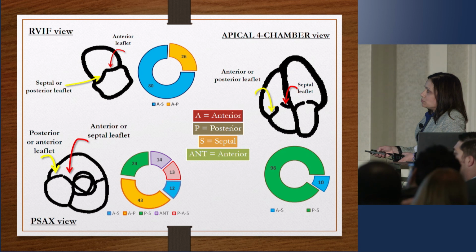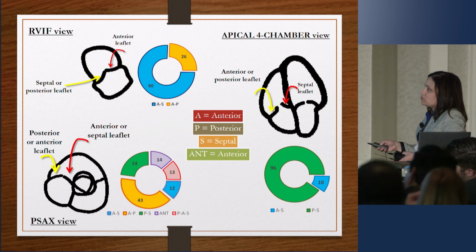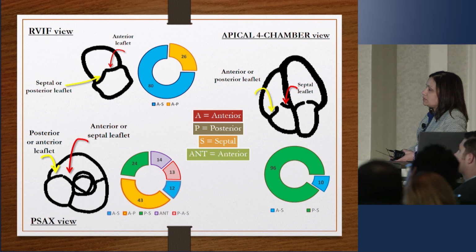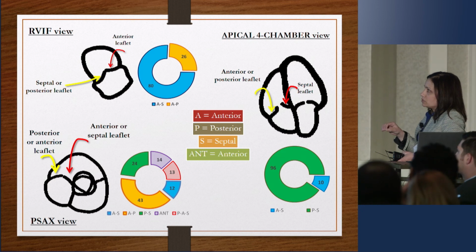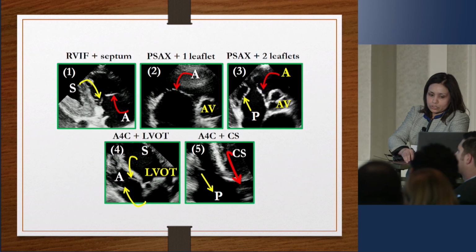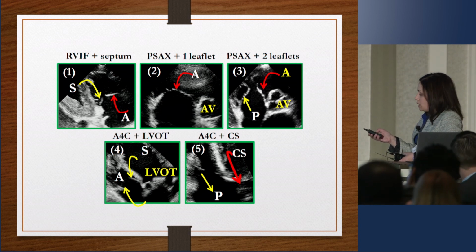Only 10% of the time in the apical four-chamber view are we actually getting the septal leaflet and the anterior leaflet. The basal short axis view was very variable: 43% of the time we were getting the anterior and posterior leaflets, and 24% of the time the posterior and septal leaflets. So our conclusion was that it is really not possible to be sure what leaflets you are imaging of the tricuspid valve on 2D echo. So we tried to come up with a series of views, with the help of 3D echocardiography, using 2D echo where you could be sure of what leaflets you are imaging.